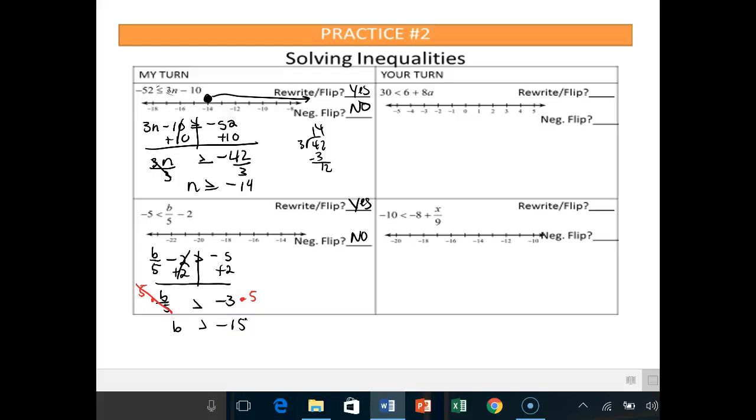So I have an open circle at negative 15, which is right in between negative 16 and negative 14, and it's pointing to the right, or all numbers greater than negative 15. I'd pause and try and do that one.